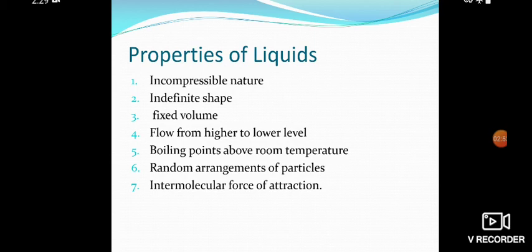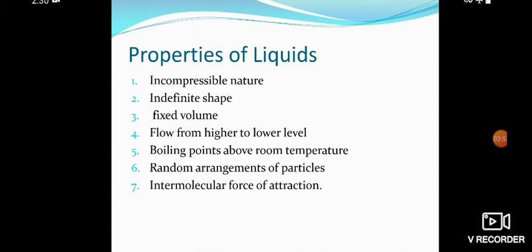These are some general properties of liquids. First property is incompressible nature. Unlike gas molecules, liquid molecules are almost incompressible, meaning they cannot be compressed. Second, indefinite shape. Liquid changes its shape according to the vessel in which it is contained. Liquid molecules have indefinite shapes. Third, fixed volume. Liquid has fixed volume. Fourth, fluidity. Liquid always flows from higher level to lower level.